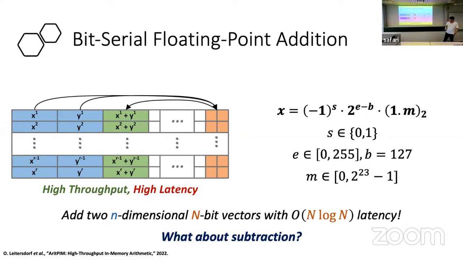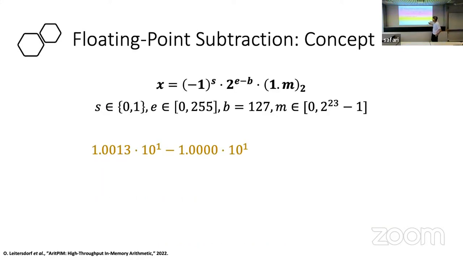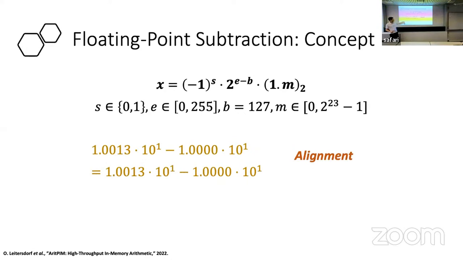Next question is, what about subtraction? Sounds pretty simple. If we know how to do addition, we probably also know how to do subtraction. The catch is, there's one example, which if we take this for example, we have 1.0013 times 10 to the 1 minus 1.0000 times 10 to the 1. Now we're going to subtract them. Or first we're going to align them. There is no necessary alignment because they already have the same exponent. We're going to subtract them, 0.0013.